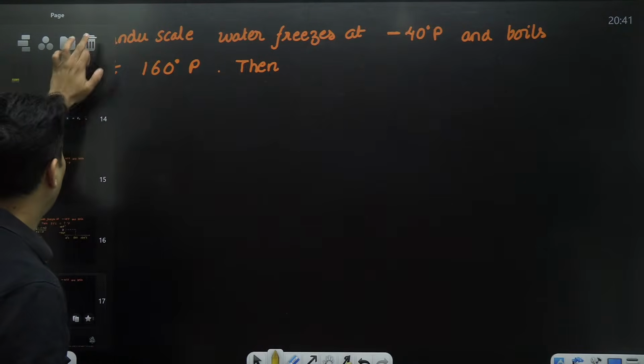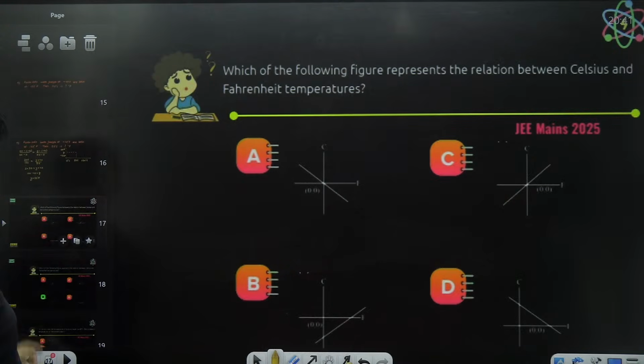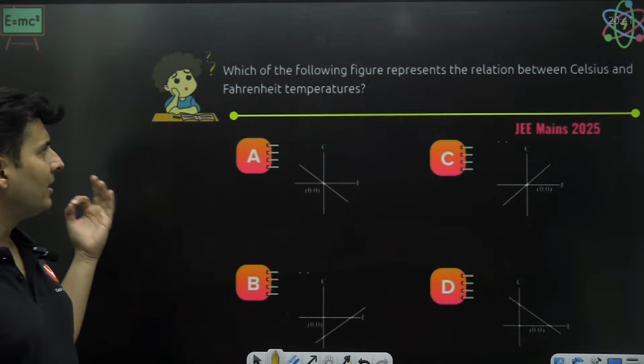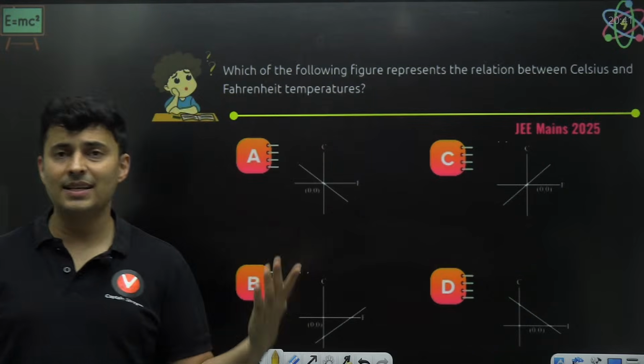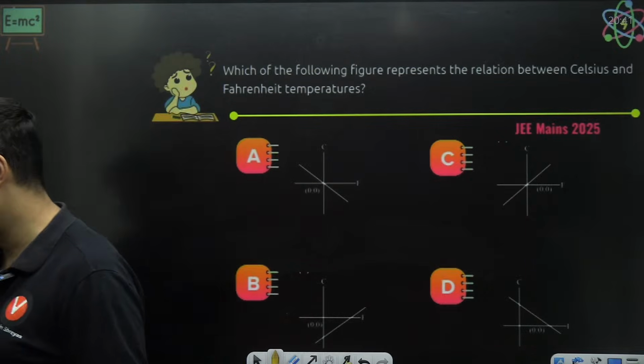Okay? All right. Great. So let's solve some more questions coming up on your screen, and here it is. Which of the following diagram represents the correct variation between Celsius and Fahrenheit? This was asked in JEE Mains 2025. Come on, not that difficult. You should be able to get it.